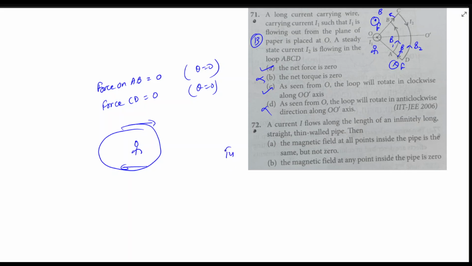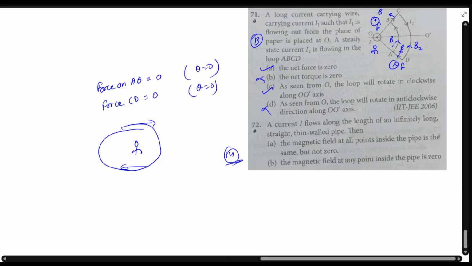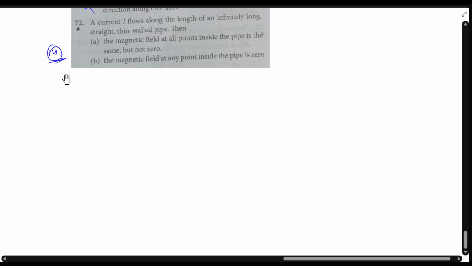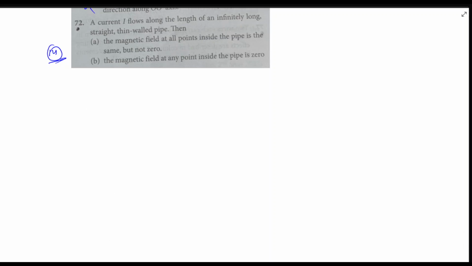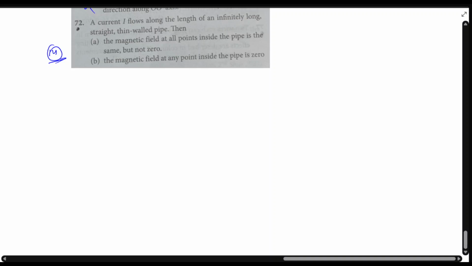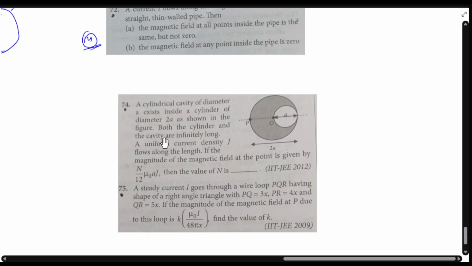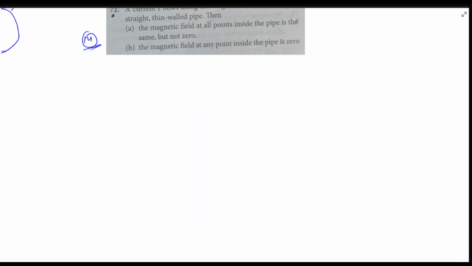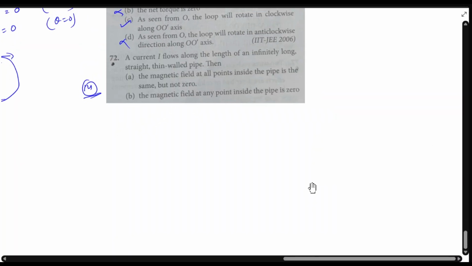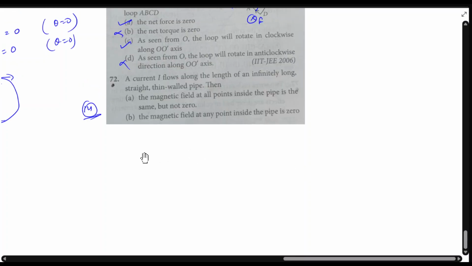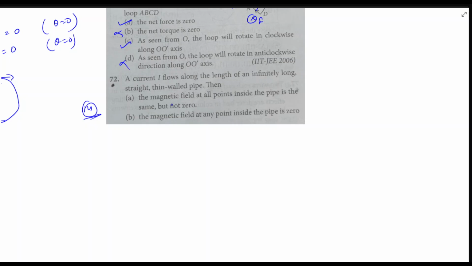Let's move on to our 14th question. So it's incomplete. Let me add the other parts. Okay, so it's not there, but I will give you the options. Okay, so let's check this question.